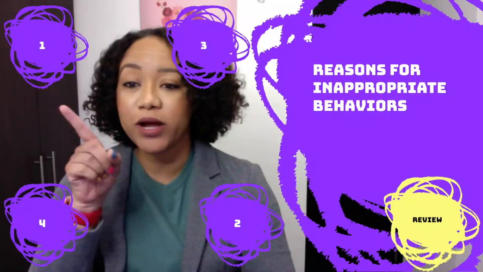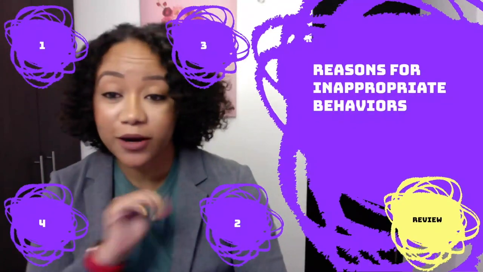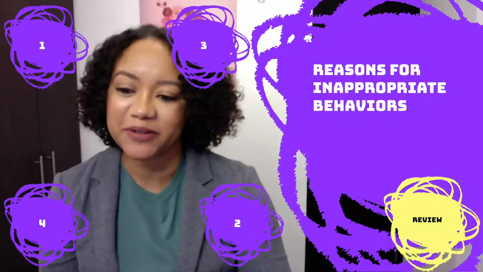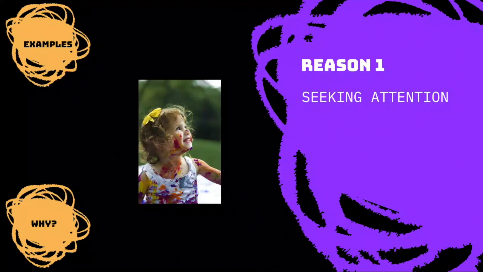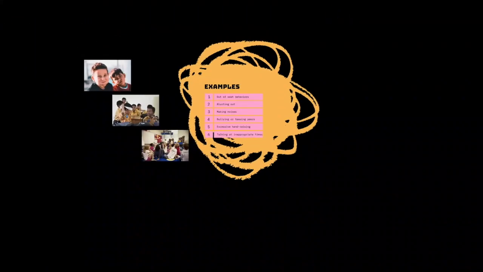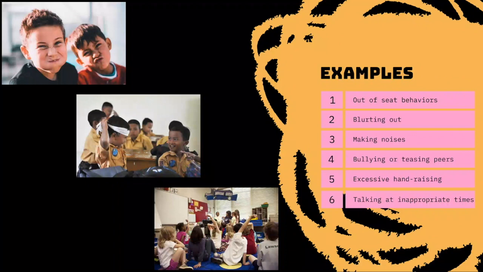There are 1, 2, 3, 4 reasons for inappropriate or disruptive behavior. The first reason is seeking attention. So some examples for seeking attention would be out of seat behaviors, blurting out instead of raising their hand to speak, making noises. Children do this at home and they also do this at school, where they're just constantly making random noises, but it's because they're looking for attention.